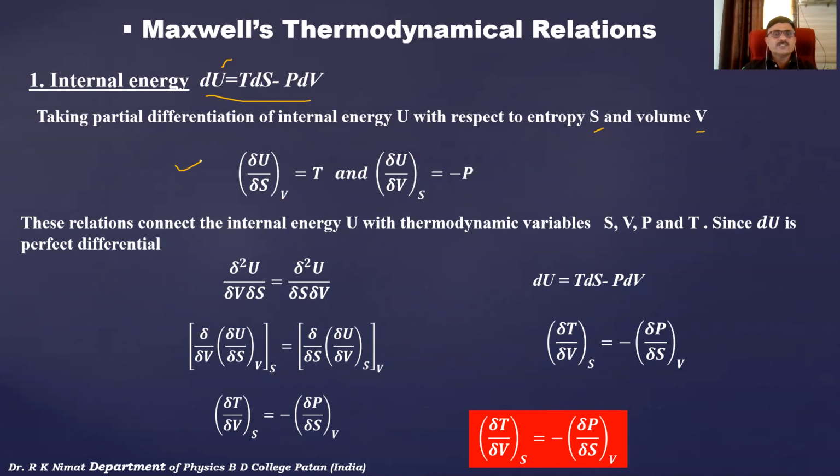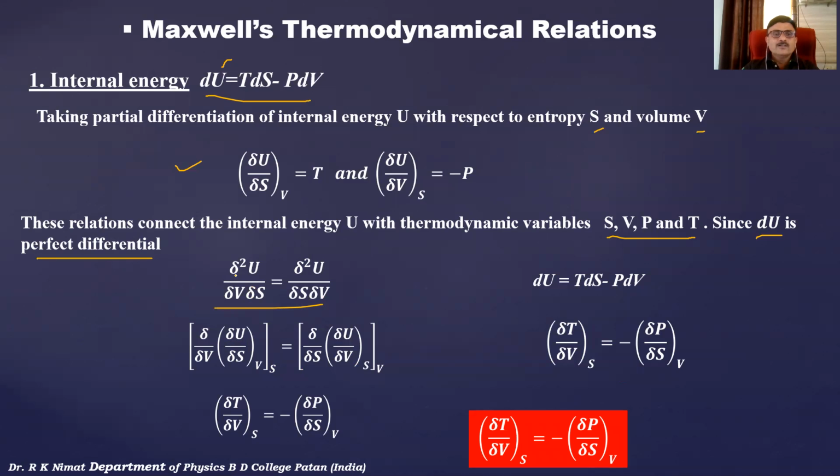So this is a partial differential equation. Here we are using the delta. You can also use dava, no problem. So these relations connect the internal energy U with the thermodynamical variables S, V, P, and T. That means entropy, volume, pressure, and temperature. And we have just seen that dU is a perfect differential.